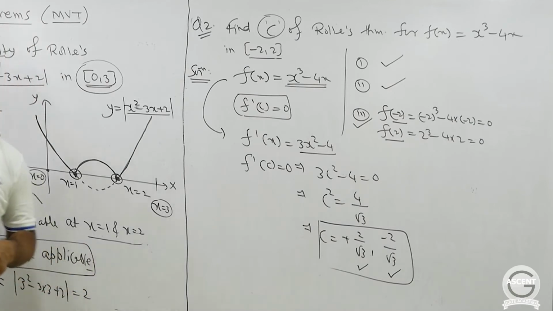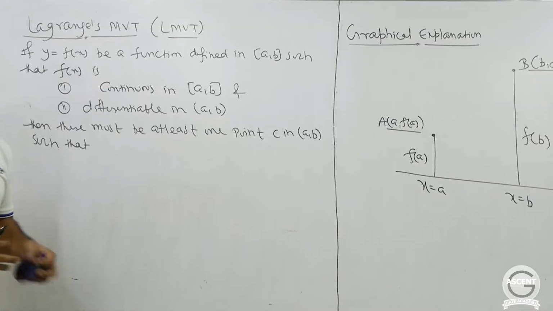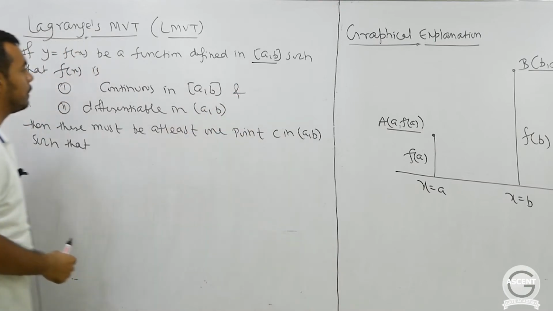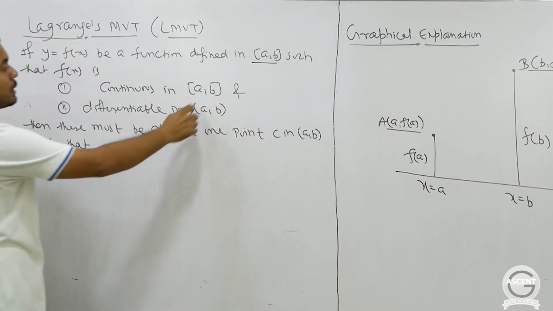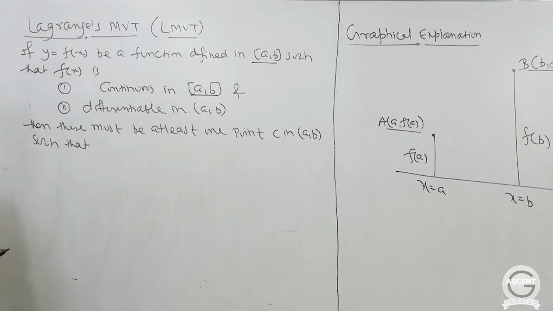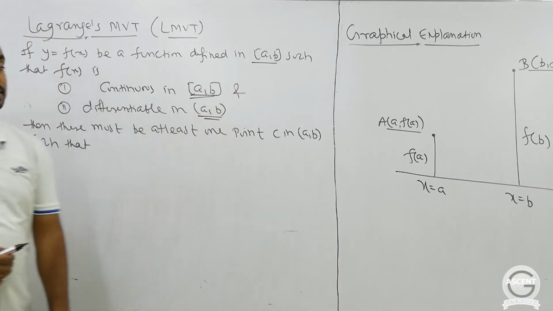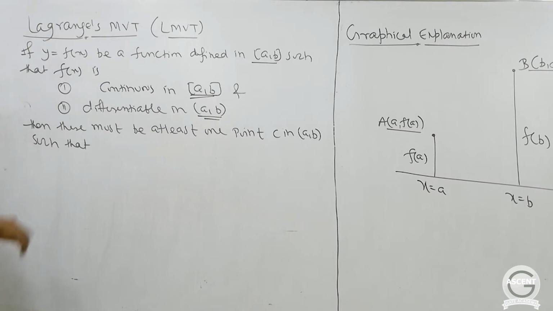Next we have to learn Lagrange's mean value theorem. Our next theorem is Lagrange's mean value theorem. Now here the statement is, if y equals f(x) is any function defined in the closed interval [a, b] such that f(x) is continuous in the closed interval [a, b] and differentiable in the open interval (a, b). These were the first two conditions of Rolle's theorem. Here the third condition of Rolle's theorem is not applicable. f of a equals f of b, that condition is not here. We have only the first two conditions of Rolle's theorem.